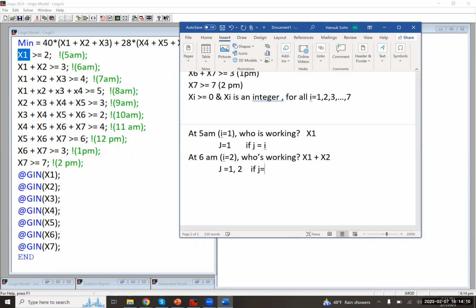So we need to make a revision for that. How? What if j is less than or equal to I? So that j can take both values, 1 and 2, right? Because the current value of I is 2. So if j is less than or equal to 2, then it's going to be 1 and 2, right?